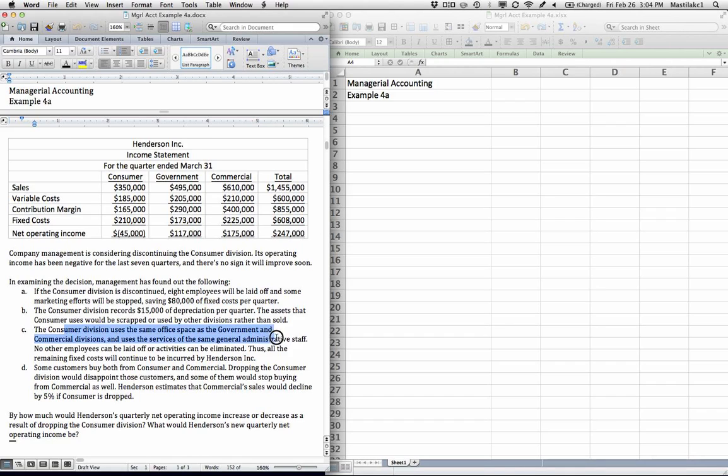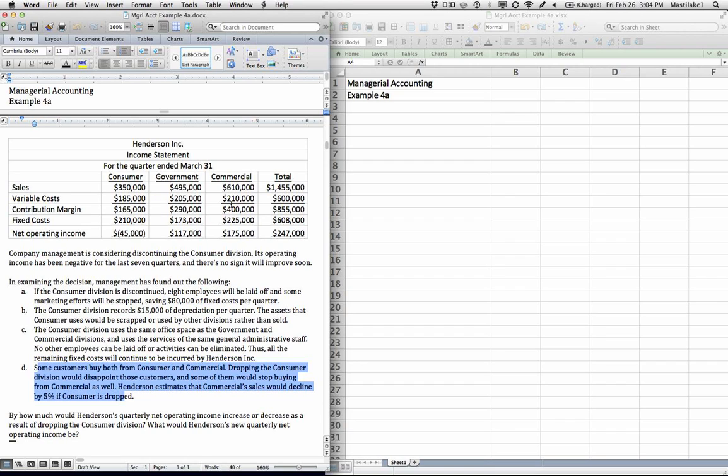We have some of our fixed costs that won't be affected at all. A lot of the office space and some of the same administrative staff and things that the consumer division uses are shared among consumer, governmental, and commercial. And so the cost of those things are not going to be affected at all. And then finally, this is what I mentioned before, there are some things that affect consumer that also affect other parts of the business, and we have to consider those.